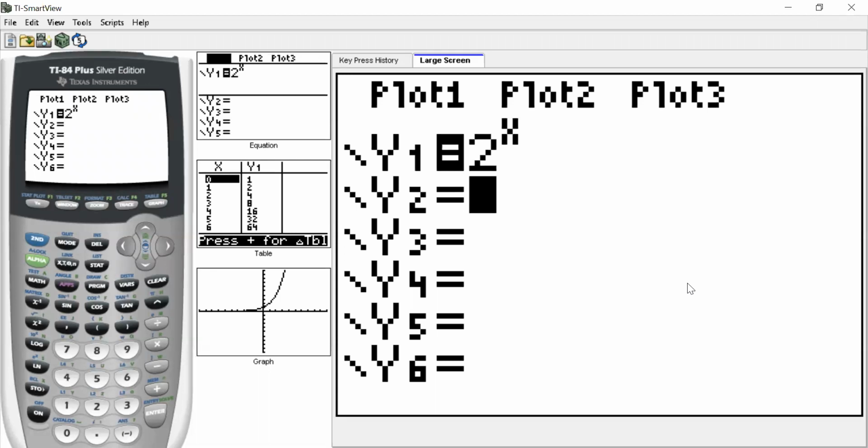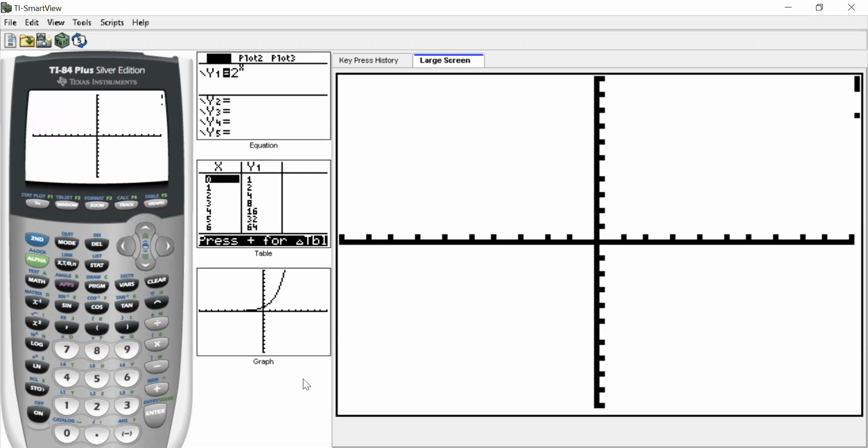Well, I've got 2 to the exponent x plotted in here. What's going to happen when we draw this? Let's see. So I'm going to hit graph. There's our graph. But the thing about our graphing calculator here is it's not doing a very good job. If you were looking at that graph for the first time, you would maybe say this graph looks like it touches the x-axis. It certainly doesn't. So our graphing calculators aren't doing a great job here, are they?